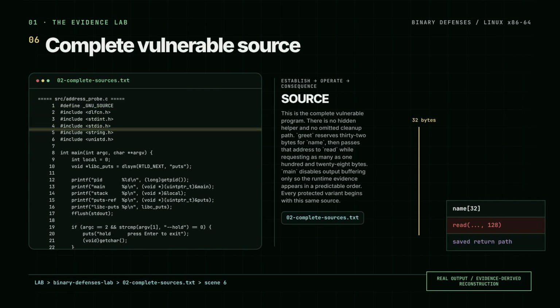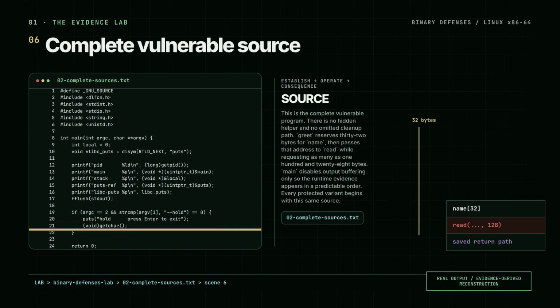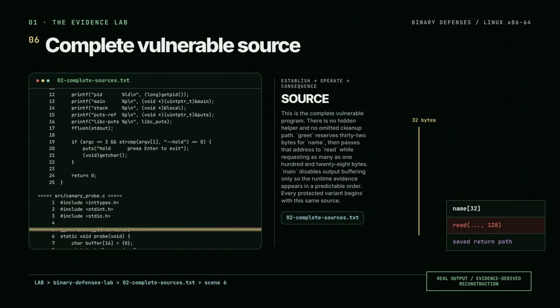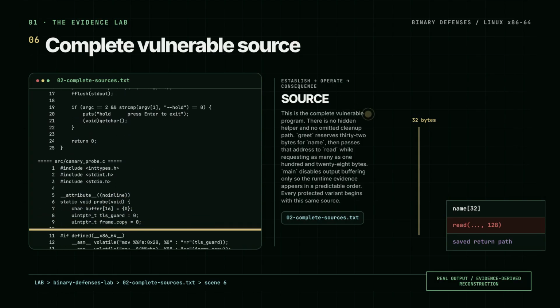This is the complete vulnerable program. There is no hidden helper and no omitted cleanup path. greet reserves 32 bytes for name, then passes that address to read while requesting as many as 128 bytes. main disables output buffering only so the runtime evidence appears in a predictable order. Every protected variant begins with the same source.